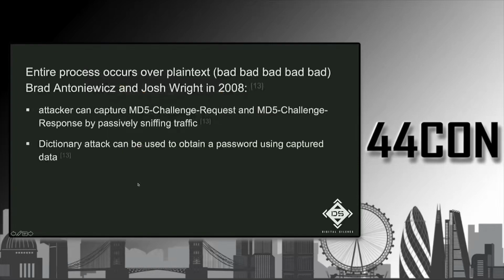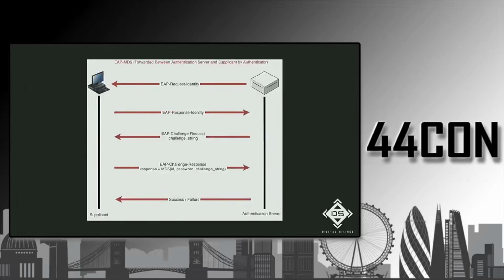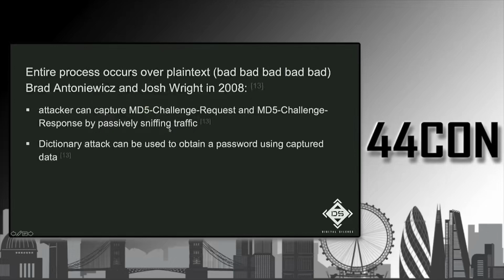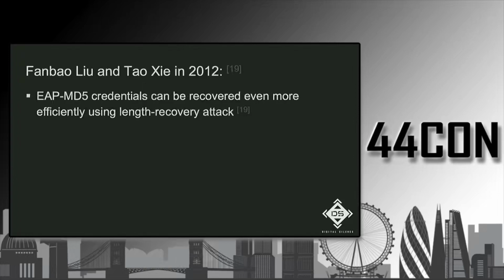So the problem with this was, once again, this was Brad Antoniewicz and Josh Wright who pointed this out back in 2008, is this entire process is happening over plain text, which is really bad, because if you can sniff this process, you can capture the username, the challenge, and the challenge response, then use a dictionary attack where you successfully try passwords to get those all to line up. And then you can use that to obtain a password using the captured data. Actually, you don't necessarily have to use a dictionary attack anymore. In 2012, Fanbao Liu and Tao Xie figured out that you could actually use a length recovery attack to speed this along even more.